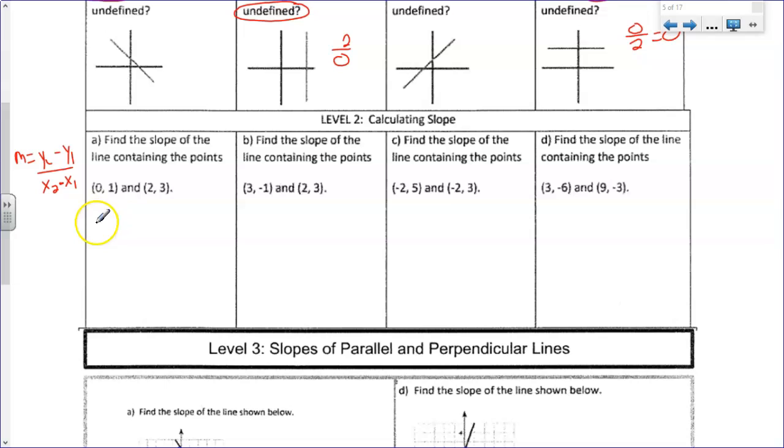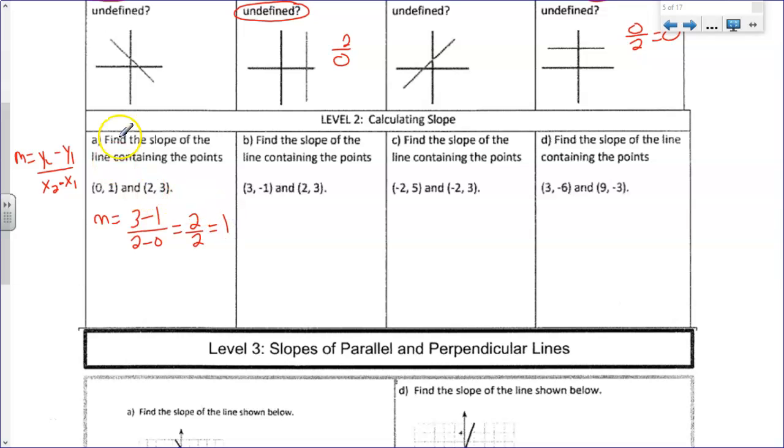Okay? So we're going to find the slope, and we're going to do 3 minus 1, the change in the y's. Since I started with 3, I have to start with 2, so 2 minus 0. So that's going to give me 2 over 2, and 2 divided by 2 is 1.